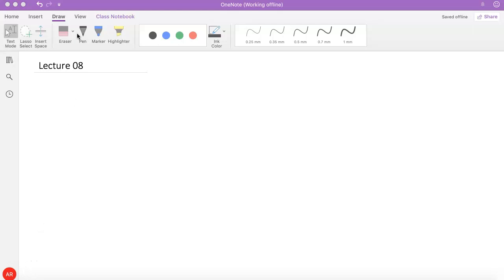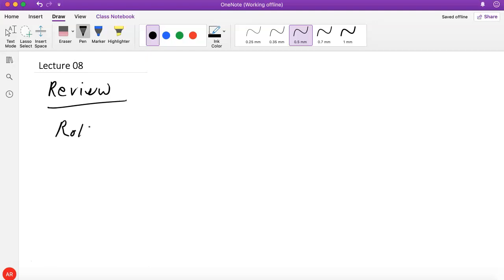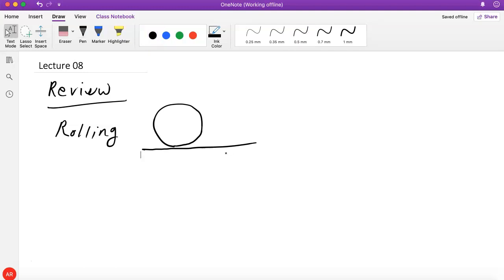Let's get started with lecture 8. So last time we talked about rolling without slipping. So we were thinking about some round object rolling on some flat surface, and we found that if it's not slipping, there's no relative motion, and if the flat surface is stationary, then the instantaneous velocity of this point must be 0.